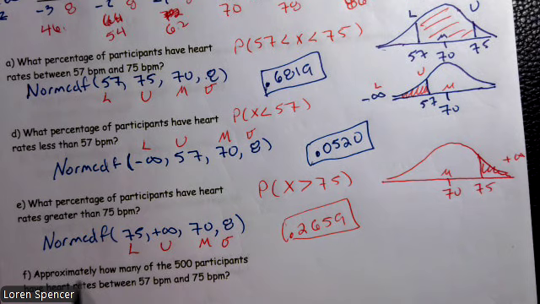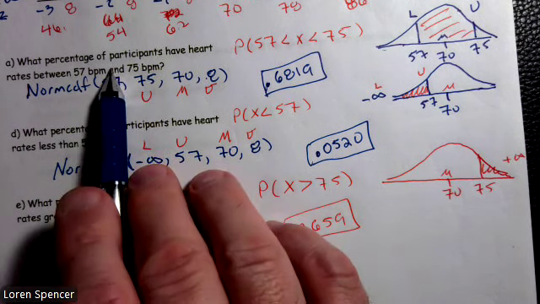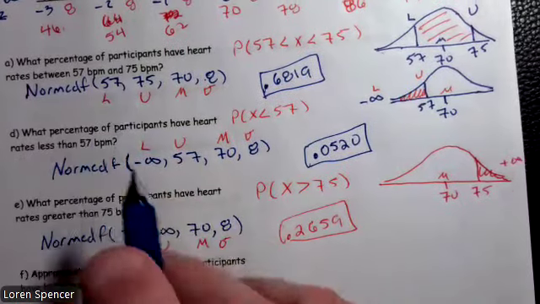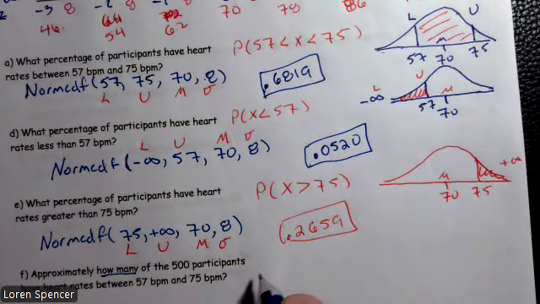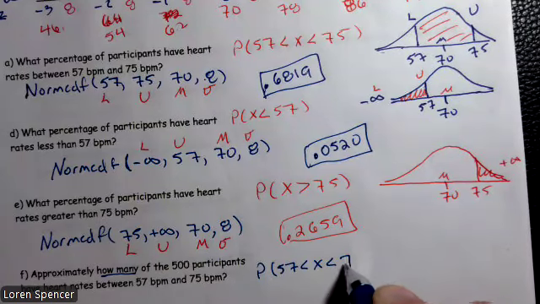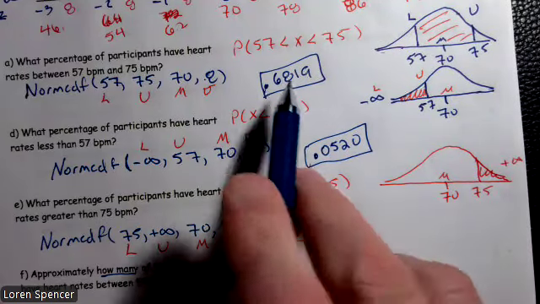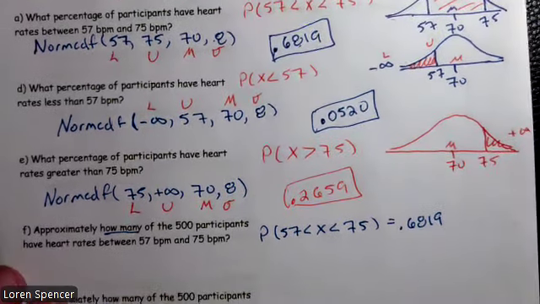Approximately how many of 500 participants have rates between 57 and 75? Well, up ahead, we already figured out that probability, and we're going to need that probability. So I'm going to go ahead and write this out. The probability that 57 is less than X is less than 75, and I'm just getting this from my previous problem, equals 0.6819. I'm going to need that because I'm going to set up a proportion.